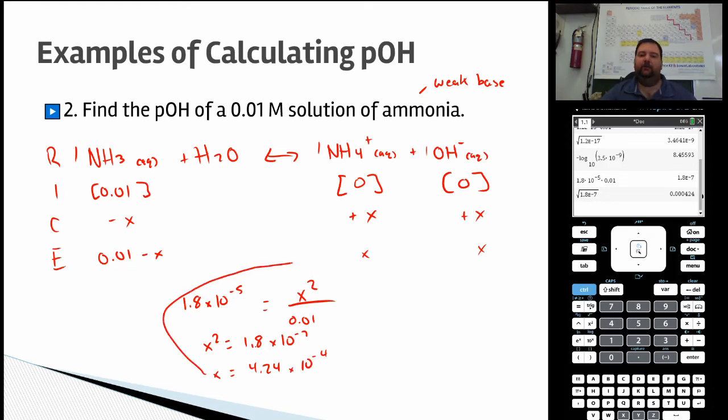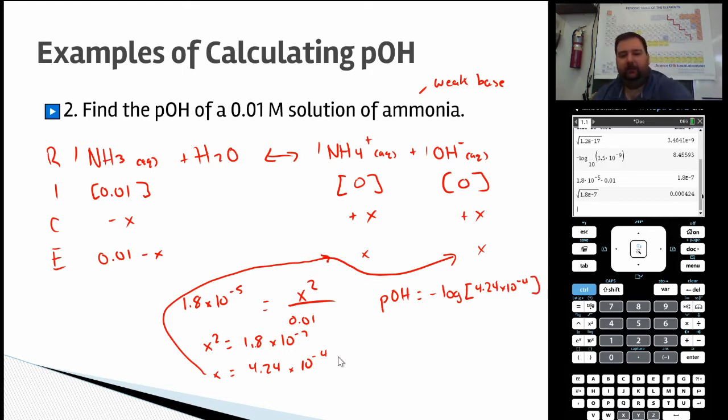What is this value? The concentration, well, not that one, of our OH minus ions. Why is that helpful? Because with that concentration, we can find not the pH, but the pOH. And the pOH is the same kind of format, negative log, but this time we use the concentration of OH, which we just found, 4.24 times 10 to the negative 4. You just plug this into your calculator.